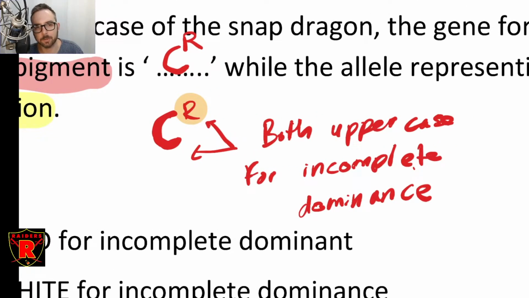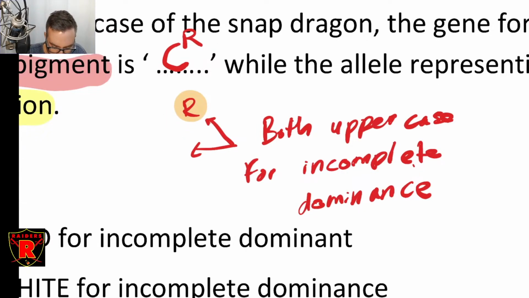So because with snapdragons we're looking at the color, I'm going to pick C as my base letter, and it's a capital letter, okay? So you use a base letter that's a capital letter, and then you use a superscript to tell which of the alleles it is. For color, you can either have red, in which case you're going to have an R superscript for red, or you're going to be white, and then you're going to show the W superscript for white.